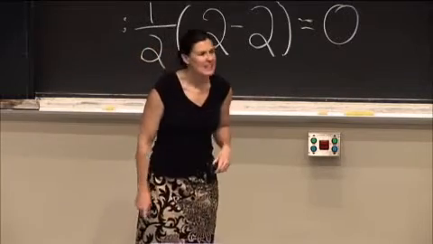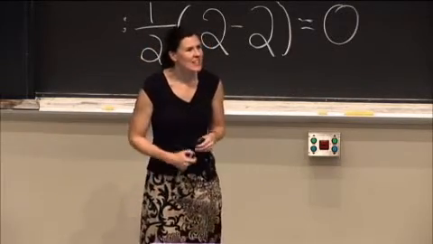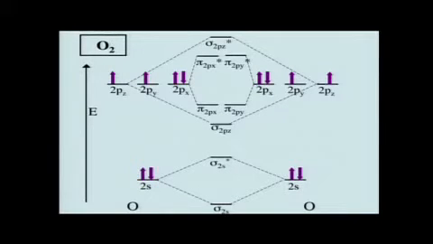So now let's look at an example where we talk about using these 2pz orbitals. So let's look at oxygen. So the first thing I want to point out is that the sigma 2pz is even lower in energy than the pi orbitals here.